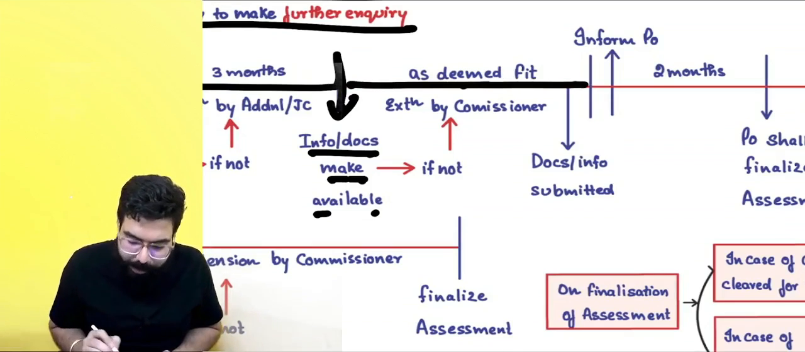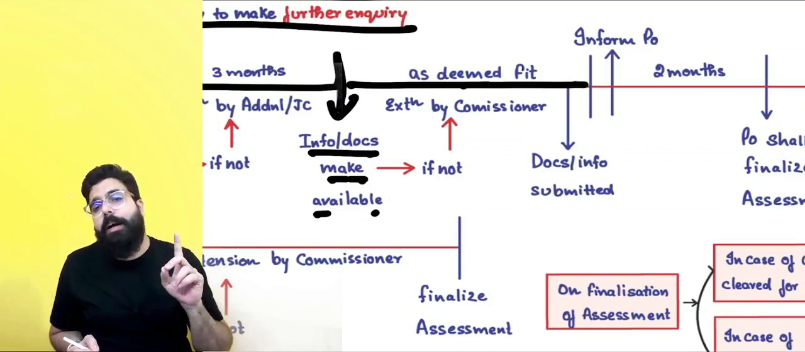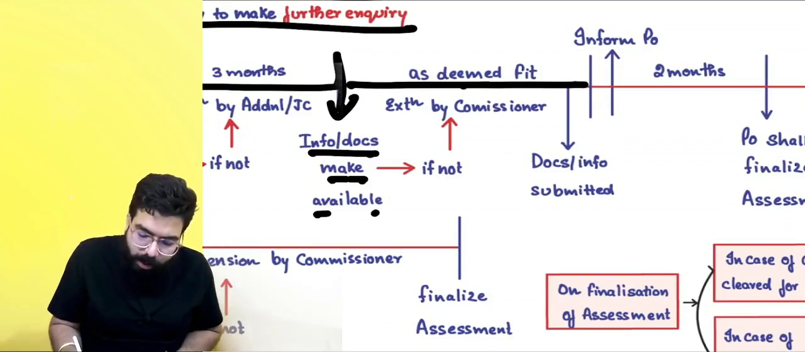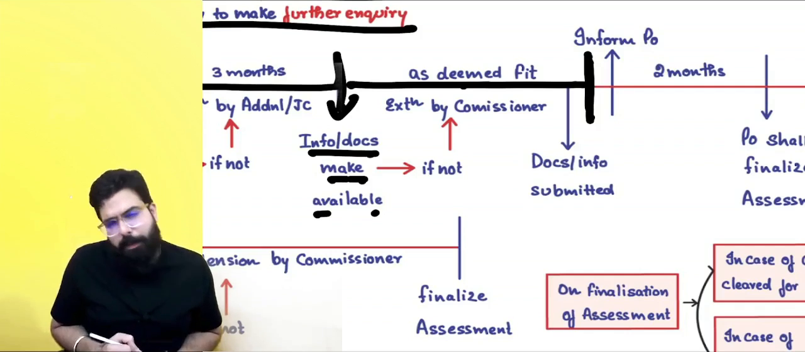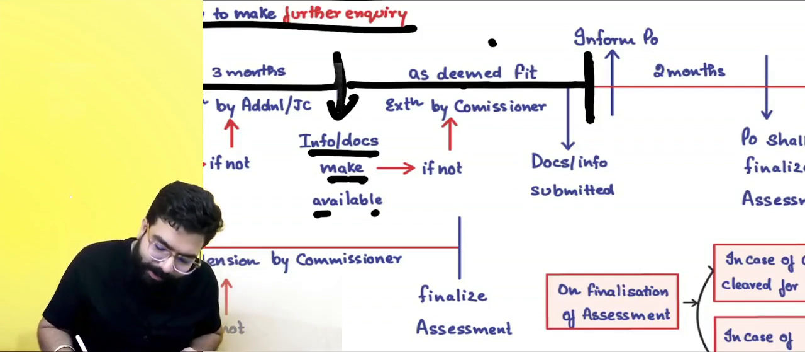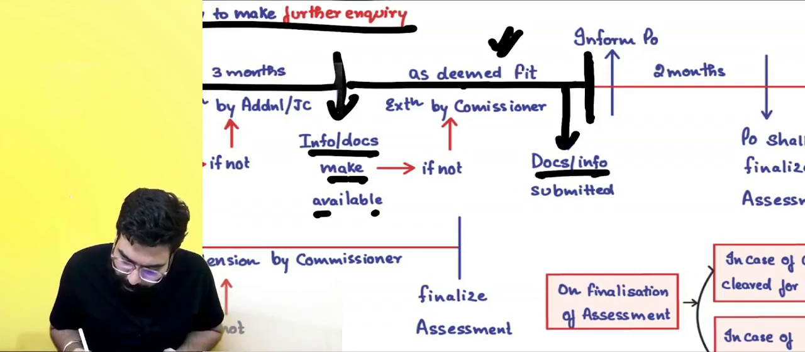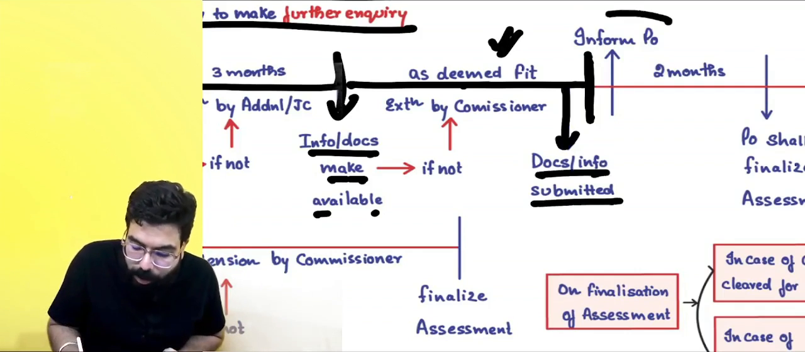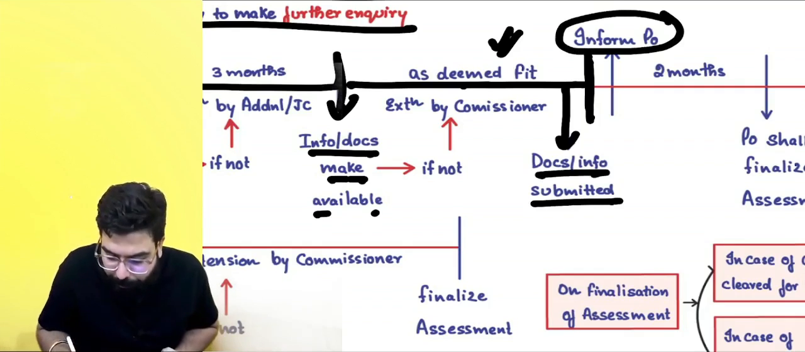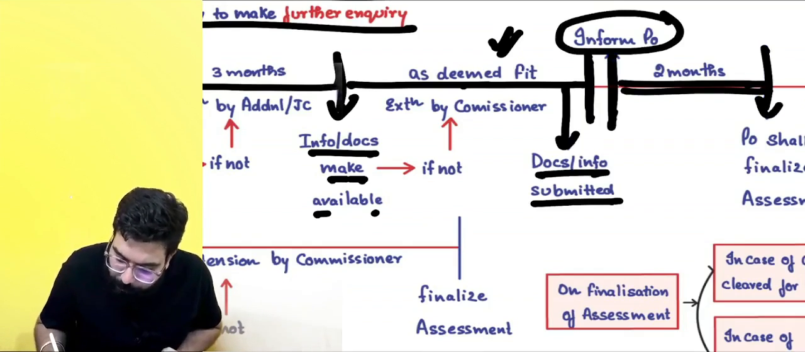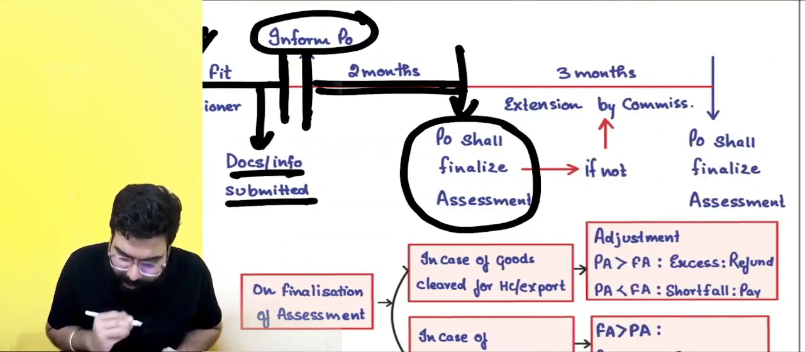The extension can be done by the commissioner. Okay, sir. Now, the commissioner went ahead and extended the time limit. The commissioner can extend the time limit as he deems fit. Within that time limit, you can go ahead and submit the document. Once you submit the document, you can intimate or inform the proper officer. Once you give the intimation, within the next 2 months, the PO shall go ahead and finalize the assessment.